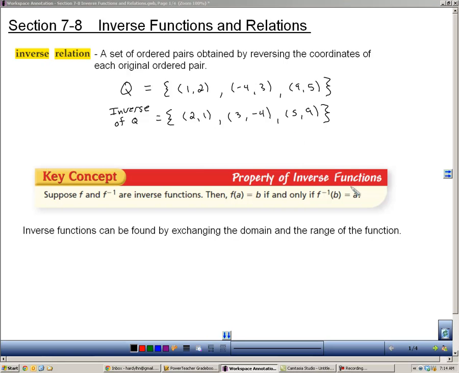Now an inverse function, the definition is given for us here. Suppose f and f of -1. This is how we write a function and its inverse. We use a -1 exponent on a function, and that's how we talk about its inverse. That only applies when the domain and the range can be flipped in either one of those functions.